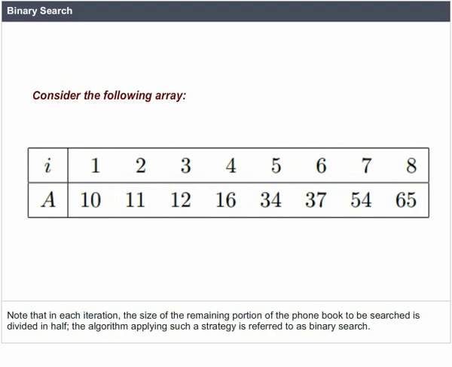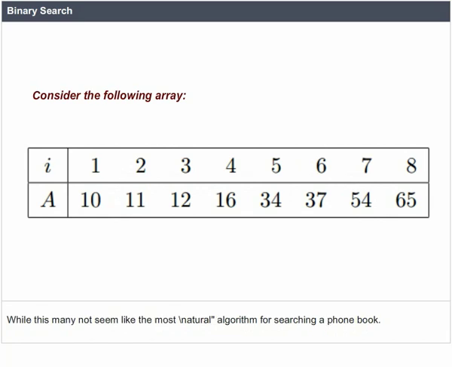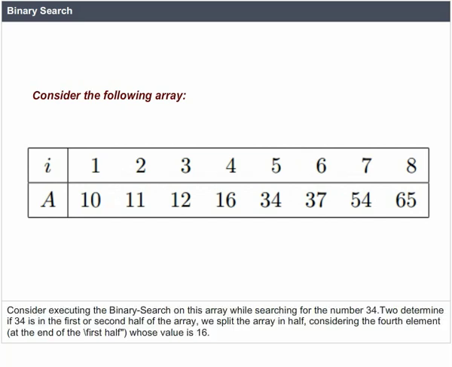Note that in each iteration, the size of the remaining portion of the phone book to be searched is divided in half. The algorithm applying such a strategy is referred to as binary search. While this may not seem like the most natural algorithm for searching a phone book, consider executing the binary search on this array while searching for the number 34.